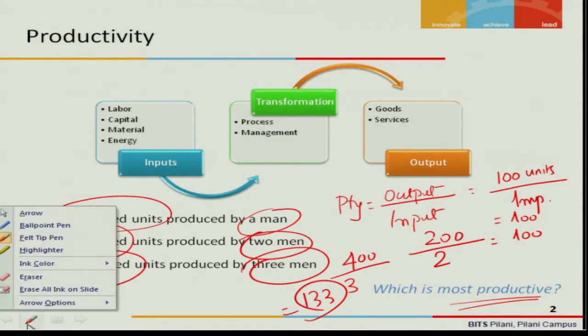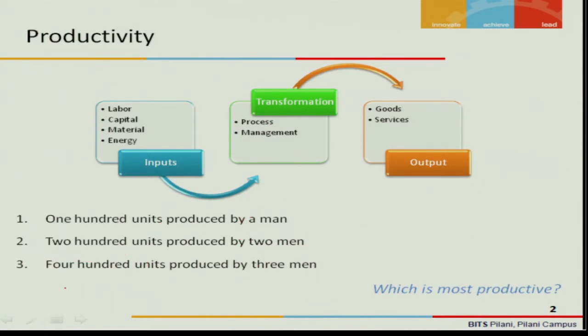If you do not express the efficiency in terms of productivity, you can get confused by looking at these three statements. Here it is 400, so this is the most productive one, this is the next productive one, and this is the least productive one, is what we will conclude. But actually this is the most productive one and these two are equally productive.